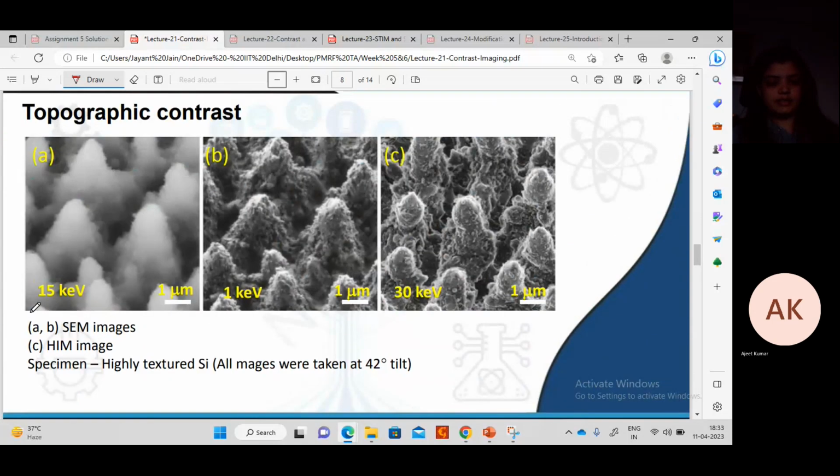I think sir has explained this better. When you use 15 kV, you will be getting the information from the lower sample, like from the subsurface also. When you use only very low kV, then you are able to get only the surface. But when you use higher kV, then you are able to get a proper topographical image.